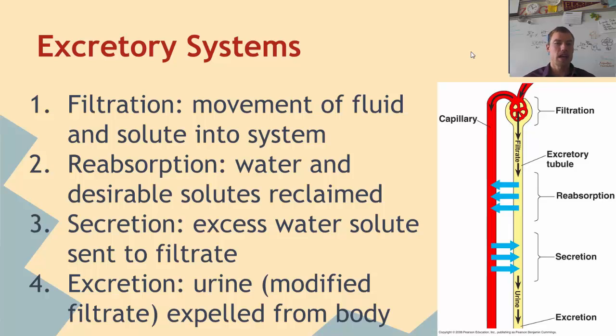And there are four main steps to the excretory system. We've got filtration, which is the movement of fluid and solutes into the actual excretory system. Then you've got reabsorption, where water and the desirable solutes, so things that we want to hold on to, are reclaimed. Then you've got secretion, where excess water and solute is sent to the filtrate. So if we've got more water in our bodies than we need, we want to get rid of that excess water. And then finally, we've got excretion, which is where the urine, or the modified filtrate, the filtrate being what we're filtering out of the blood, is then expelled from the body.